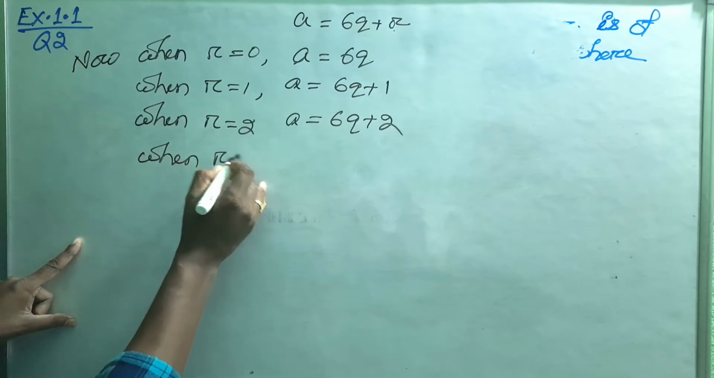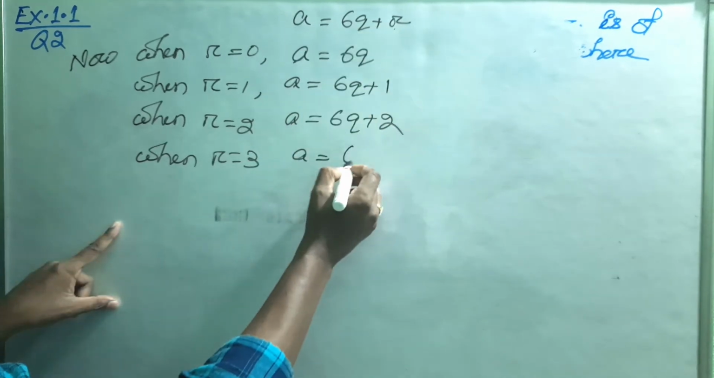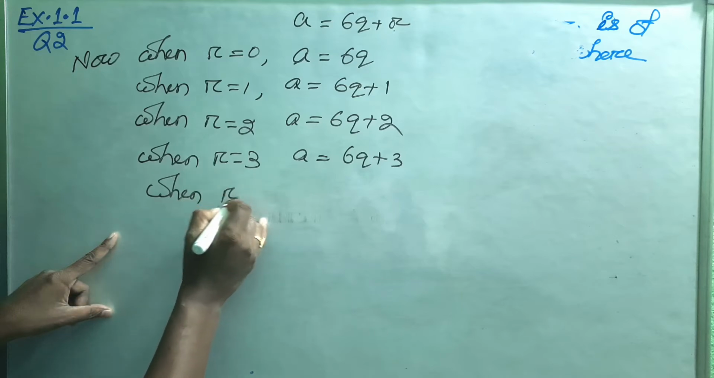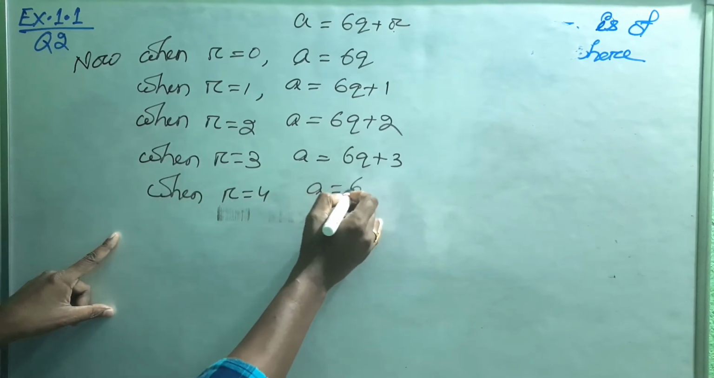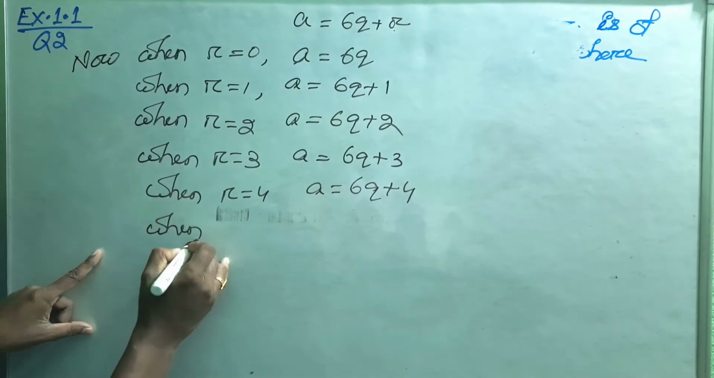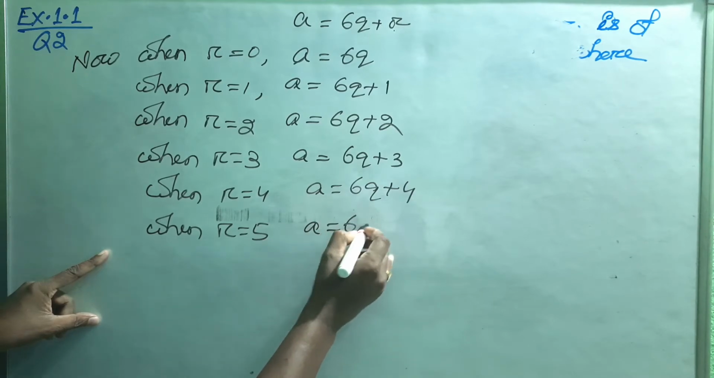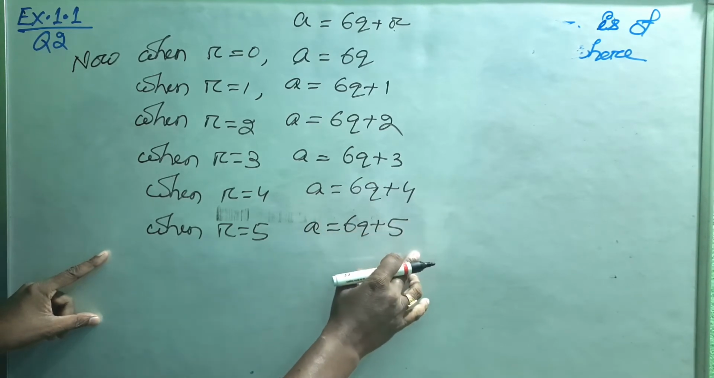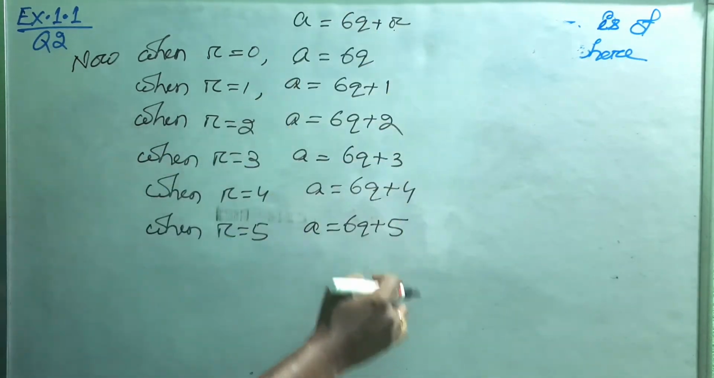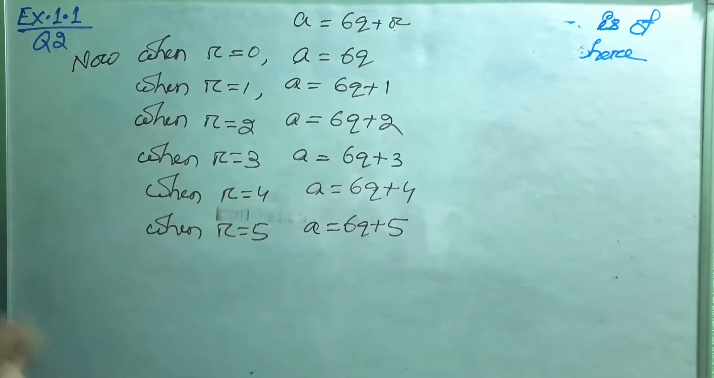When r is equal to 3, a is equal to 6q plus 3. When r is equal to 4, a is equal to 6q plus 4. And when r is equal to 5, a is equal to 6q plus 5. Okay. Now, the possible values of a are these.